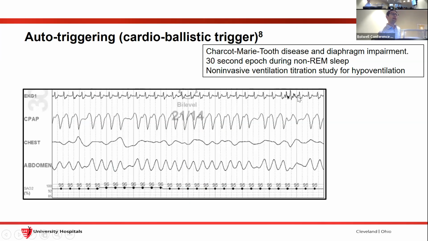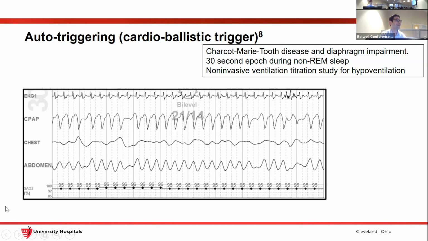You might see it. I've only seen it once, in a patient with very severe myotonic dystrophy. You can see this here: EKG, C-flow, chest and abdomen RIP belts, and then SpO2. This is a 30-second epoch, and the patient is breathing 26 times in 30 seconds. Is that fast or not fast? We'll take a poll. Fast, very good.